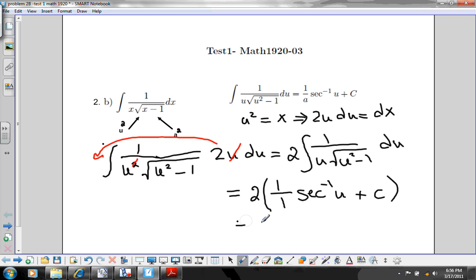which gives us 2 times secant inverse. Let's substitute back for our u, which was square root of x, plus c.